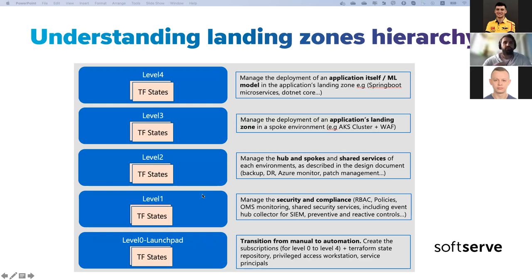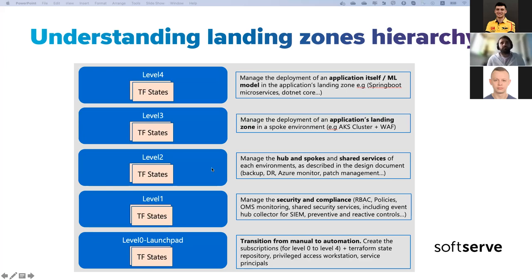On top of level zero, we have level one. That is more about security and compliance. In this level, we are describing policies, security policies, monitoring. We are also describing access control to our subscriptions or services, could add or remove some permissions, and so on.